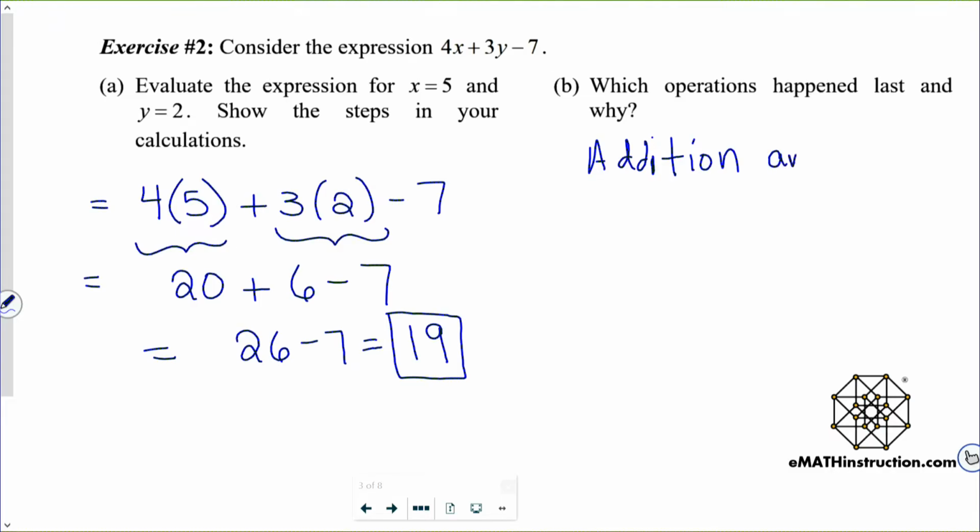Addition and subtraction. And they came last because they're last in order of operations.